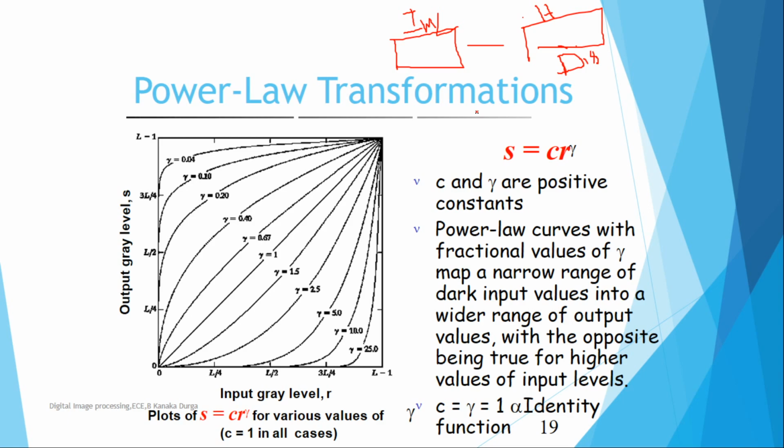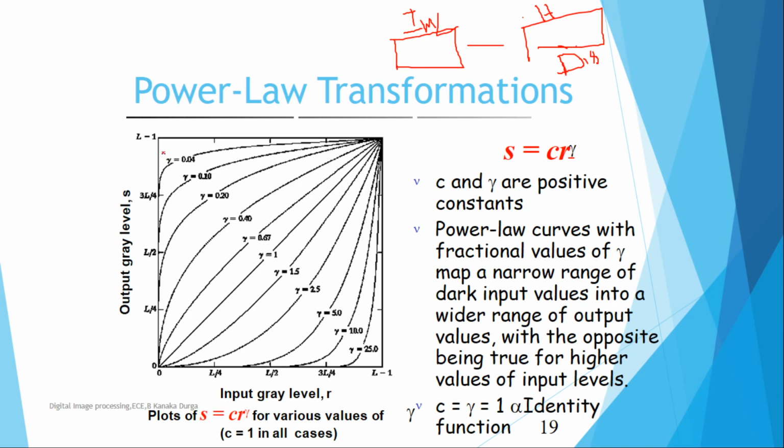In order to change the lower intensity values to higher intensity values, we go for power law transformations. In the power law transformation, S equals C times R to the power of gamma. This is the gamma. S is the output gray level value, equal to C times the input raised to the power of gamma, where C is a constant and gamma is a positive constant.